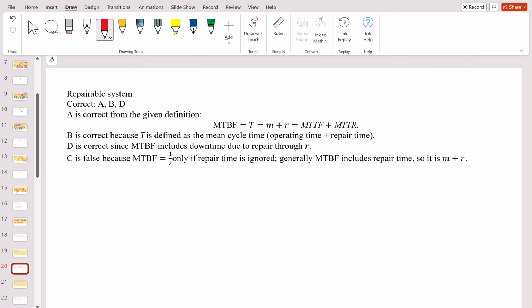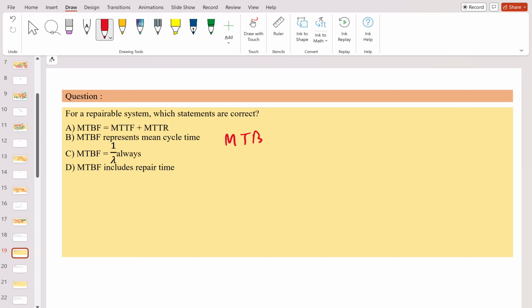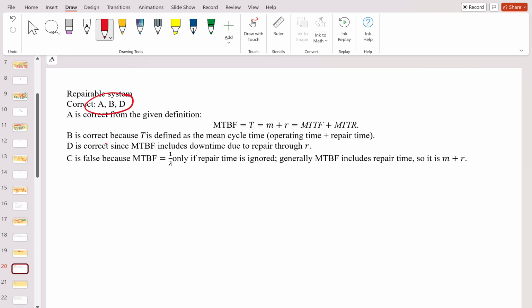So the correct option is A, B, D. Okay. So A is correct by definition, that we already know. MTBF, mean time between failures, is equal to MTTF plus MTTR. Okay. So mean time to failure and mean time to repair. When you sum it up, it will come out to be MTBF. Okay. Second, option B is correct.